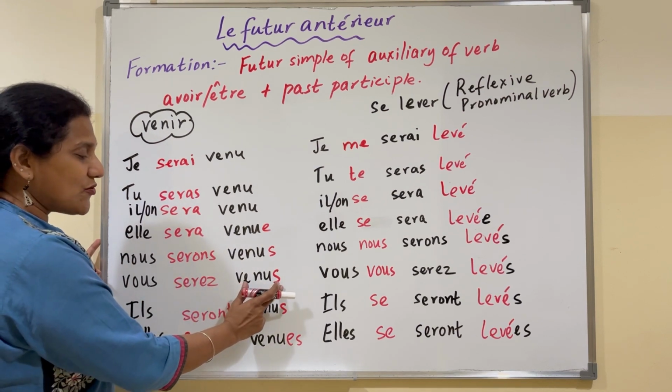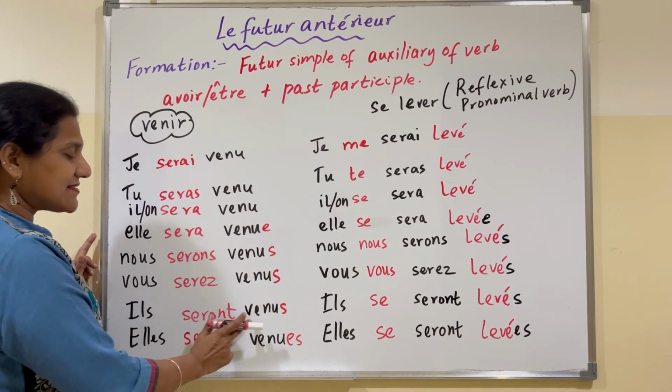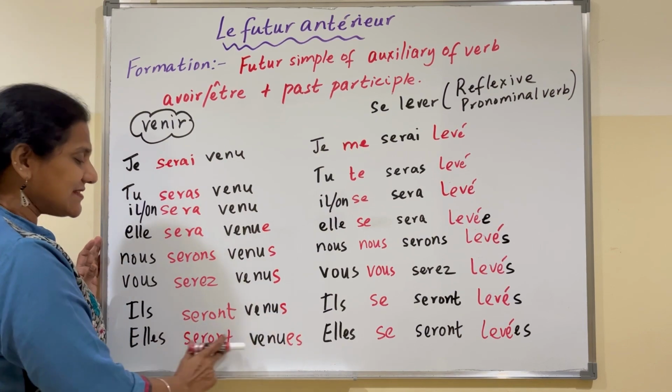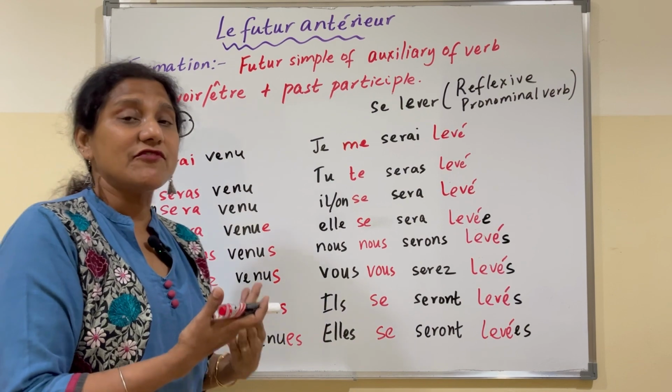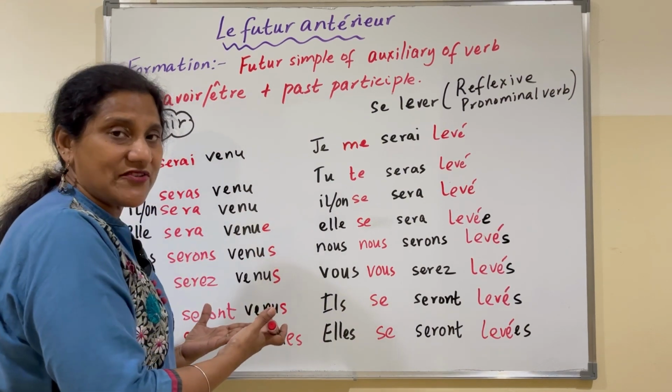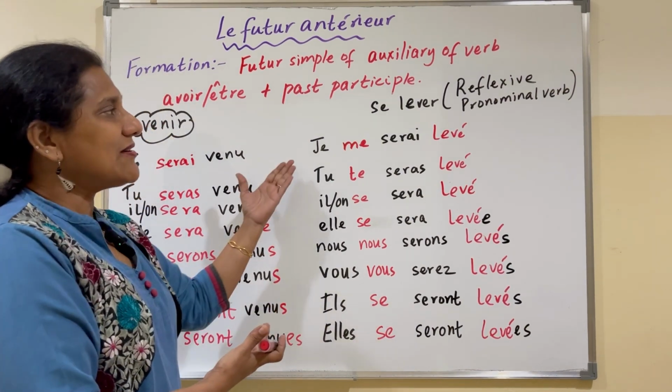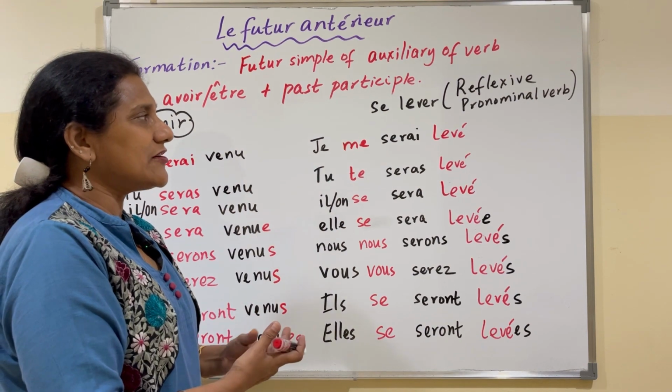Vous serez venus, you need to add an S. Ils seront venus, add an S. Elles seront venues, add an ES. We learned this in passé composé also. For verbs that take être as auxiliary, there has to be an agreement. Now let's take an example of a reflexive verb.